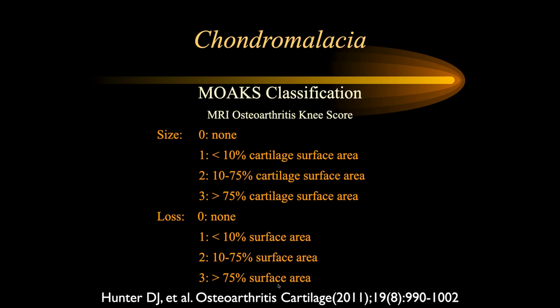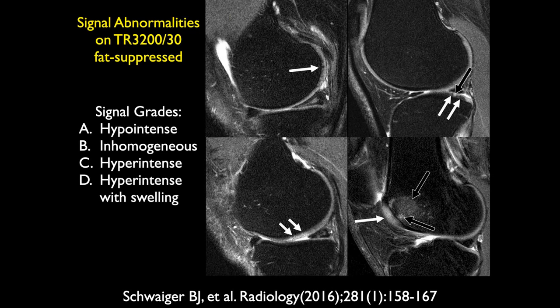And we can't stop there. There's the MOCS classification, the MRI osteoarthritis knee score, where you score the size as a percentage of the cartilage surface, and then the amount of loss or the thickness loss. This was published in 2011. Most people just use the Outerbridge classification when they talk about grades 1, 2, 3, and 4.